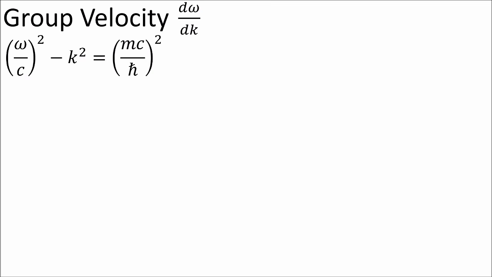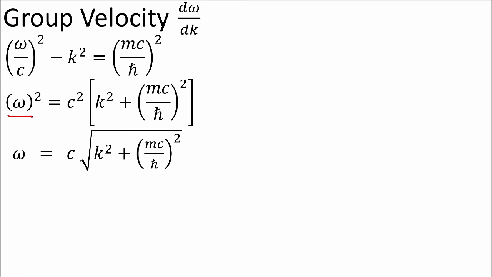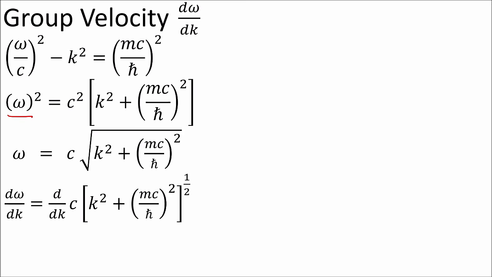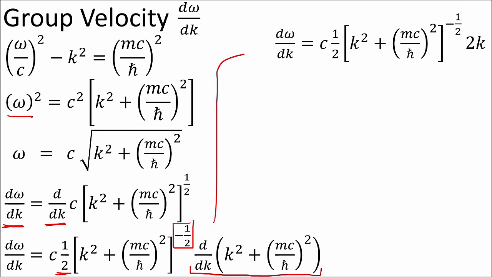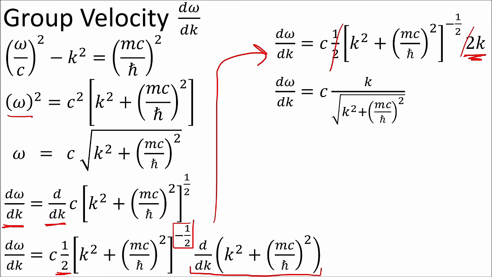Let's return to our Klein-Gordon dispersion relation from before. If we isolate omega squared and then take the square root, we can then take the derivative of both sides with respect to k to calculate the group velocity. Treating the square root as a 1/2 exponent, we can use power rule to decrease the exponent by 1 and put a factor of 1/2 in front, and then use chain rule to get an extra factor of the derivative of k squared, which is 2k. The 1/2 and 2 cancel, and the negative 1/2 exponent gives us a square root in the denominator. So this is the group velocity formula.